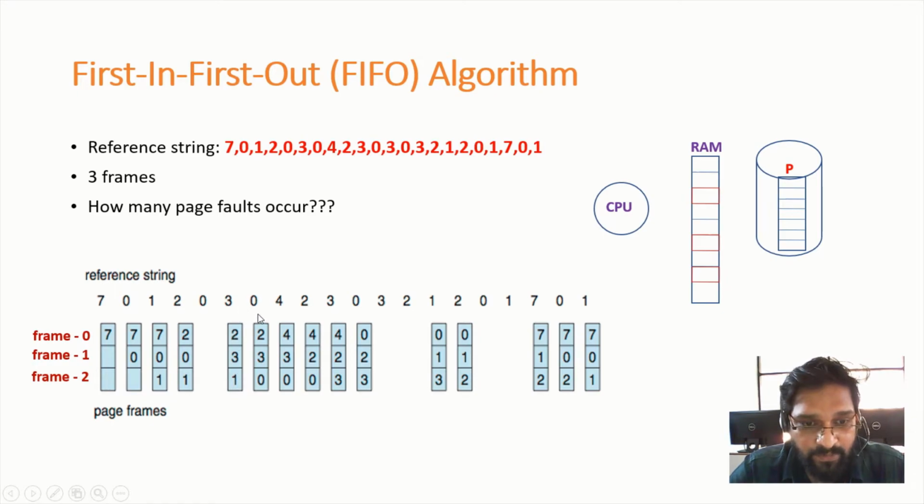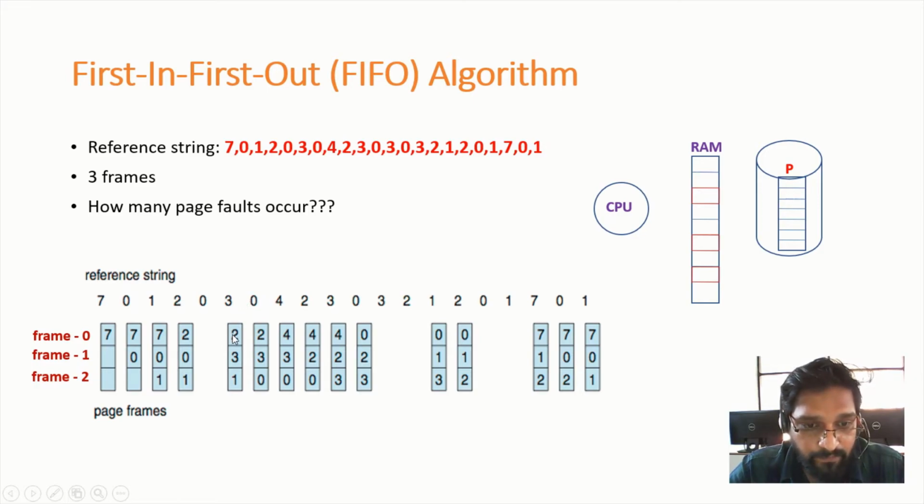Next, the CPU is requesting page number 0. Is page number 0 present inside the RAM? No, page number 0 is not present inside the RAM. So since page number 0 is not present inside the RAM, we are going to call it a page fault, and this page number 0 we need to move from hard disk to RAM.